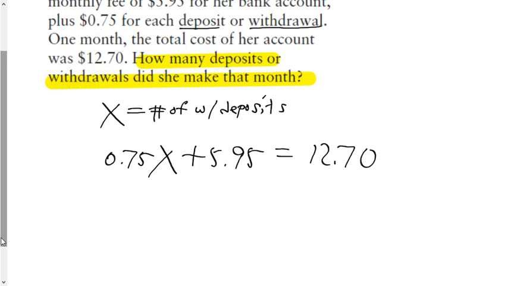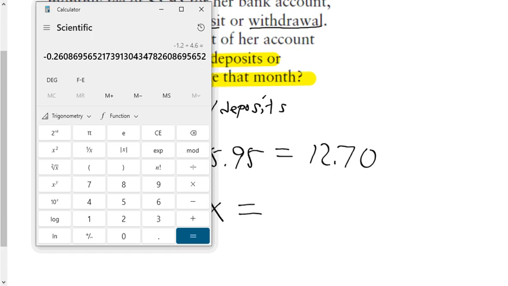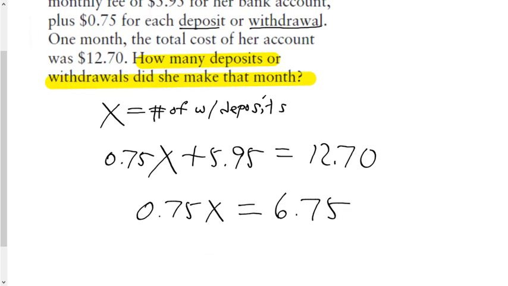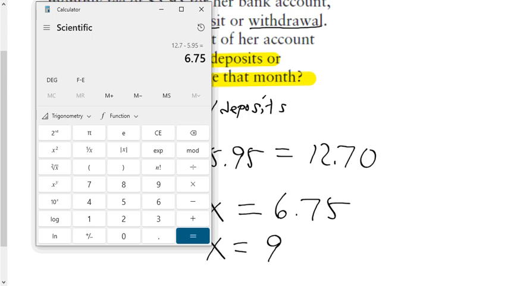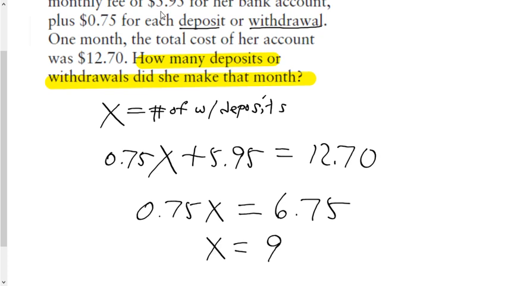Then we solve it by subtracting $5.95 from both sides. What is $12.70 take away $5.95? It's $6.75. How many 75 cents are in $1.50? How many in $3? How many in $6? How many in $6.75? No, one more. You went the wrong way. 9. So if we work it out that way, $6.75 divided by 75 cents equals 9. So therefore, that's our solution.